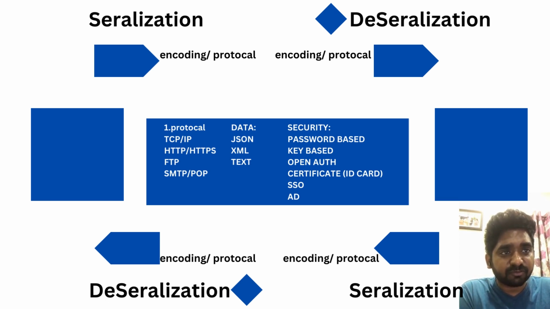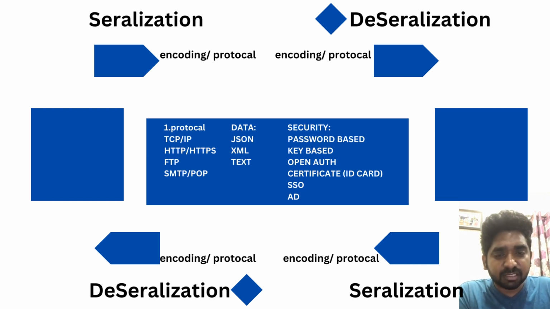Anything where you transfer your data from point A to point B through encryption or encoding is called serialization and deserialization. When you encrypt the data, it is called serialization, and when you decrypt the data, that is called deserialization. We have three processes in it. One is protocol, the second one is the data, and the third one is the security.